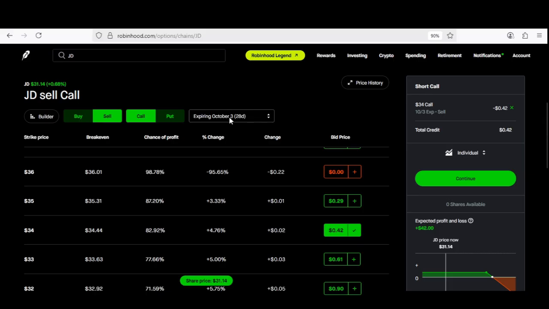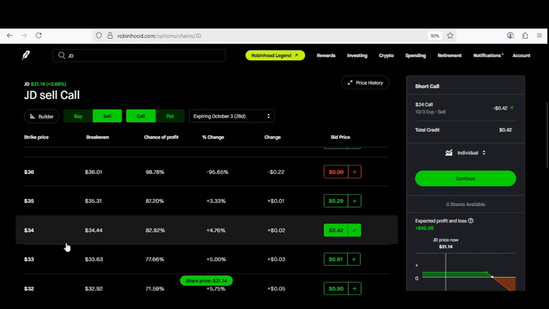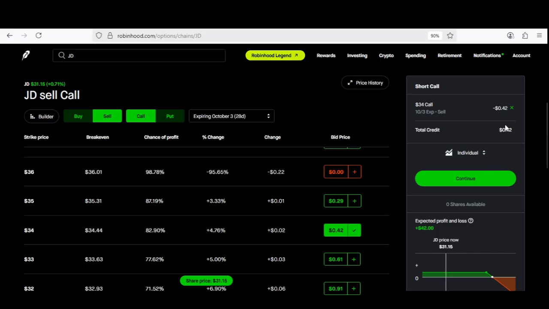Come expiration date, what you want is that you want this share price right here, you want it to stay below the $34 price. Once that happens, then you keep your $42 and then you get your leaps released back to you. And then you go ahead and you do the same thing. You rinse, you repeat, you keep making consistent income.